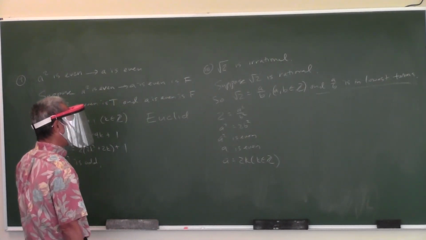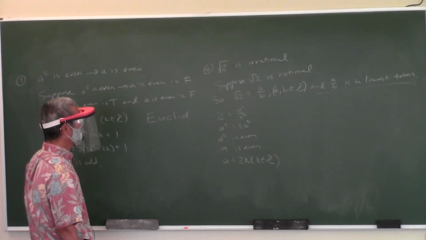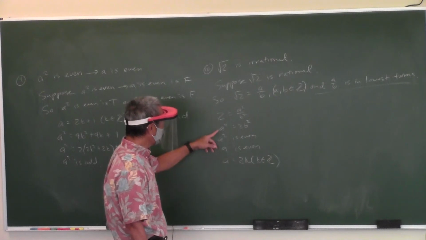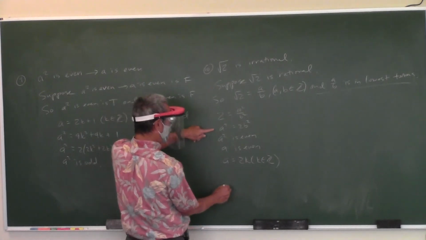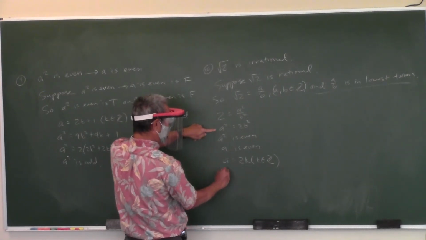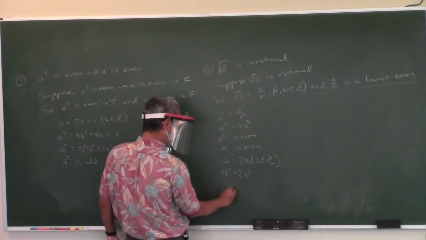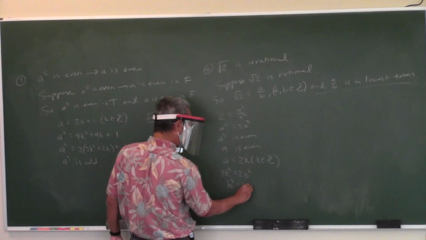Okay, now what am I going to do with that? Prove b is even. Take this and plug it into here. So, if this is a, what is a squared? 4k squared is equal to 2b squared. Therefore, b squared is equal to 2k squared.